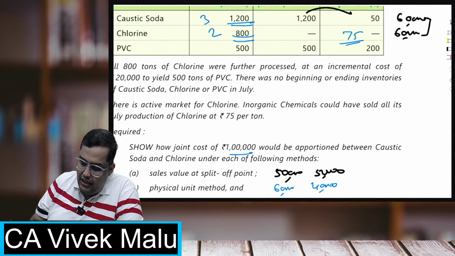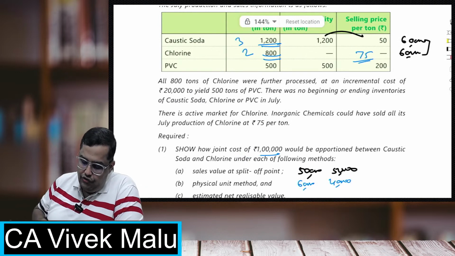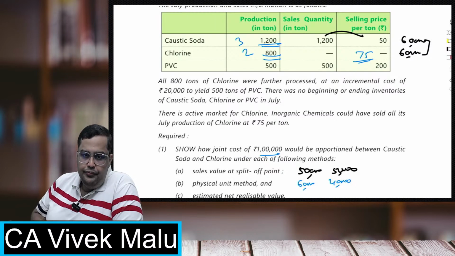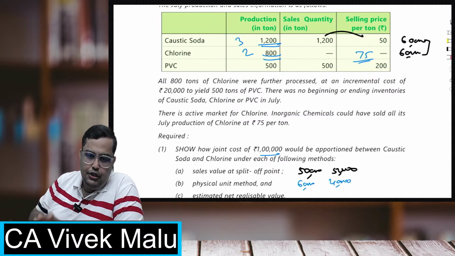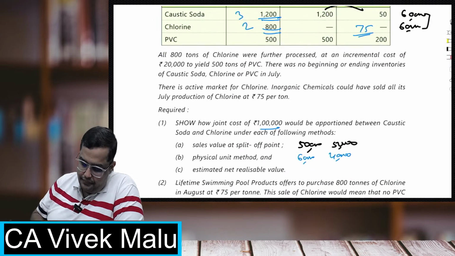Is this method clear now? Means 60,000 for caustic soda and 40,000 for chlorine. Okay, so dividing it in their physical units. Is it clear?